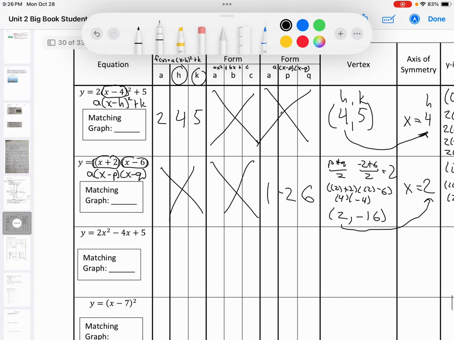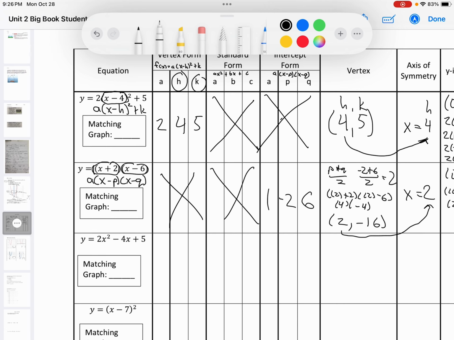Okay, on to the next function. We have 2x squared minus 4x plus 5. That looks like standard form, because we have ax squared plus bx plus c. So my a would be 2, b would be negative 4, and c would be 5. These are exactly what we see because none of them are inside parentheses. So we have a positive 2, a negative 4, and a positive 5.